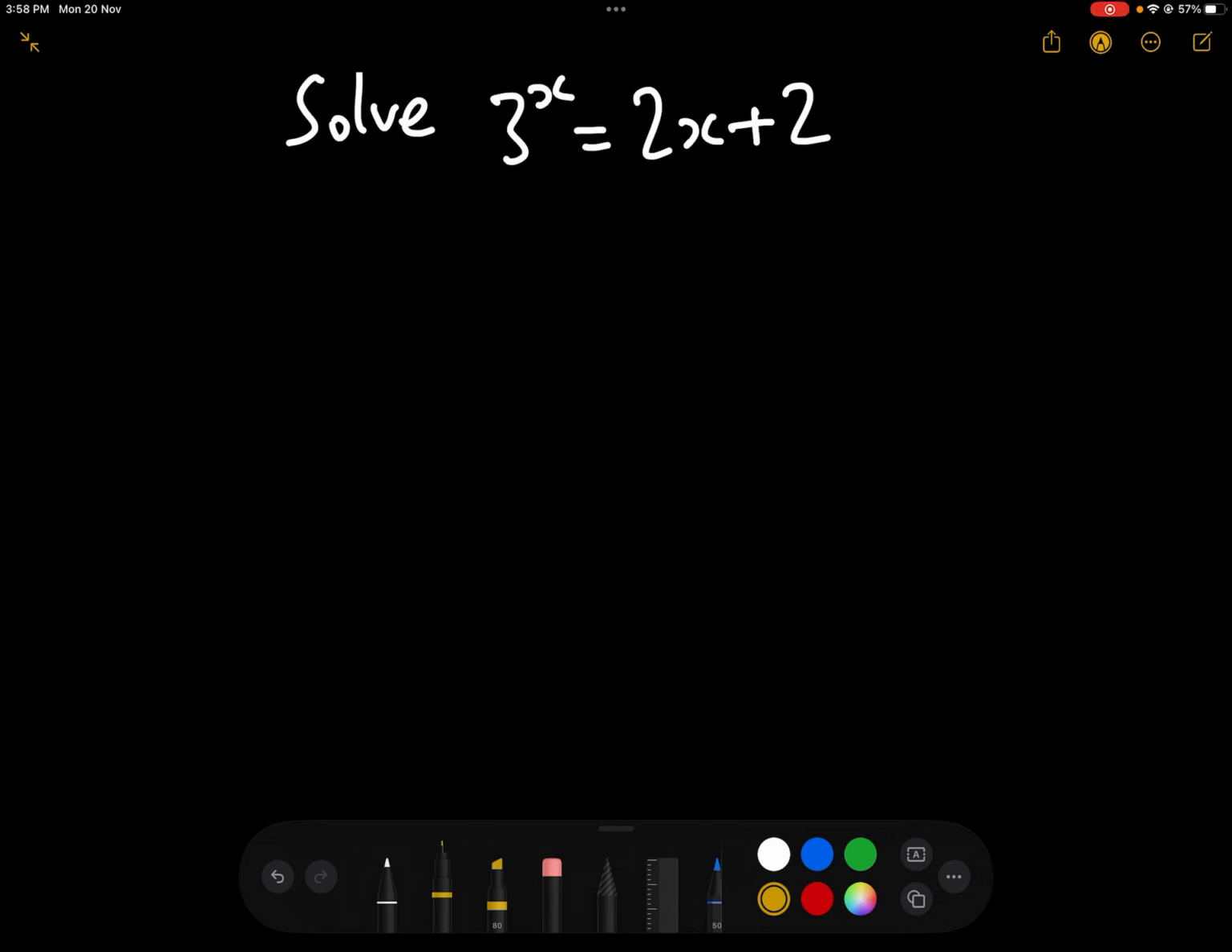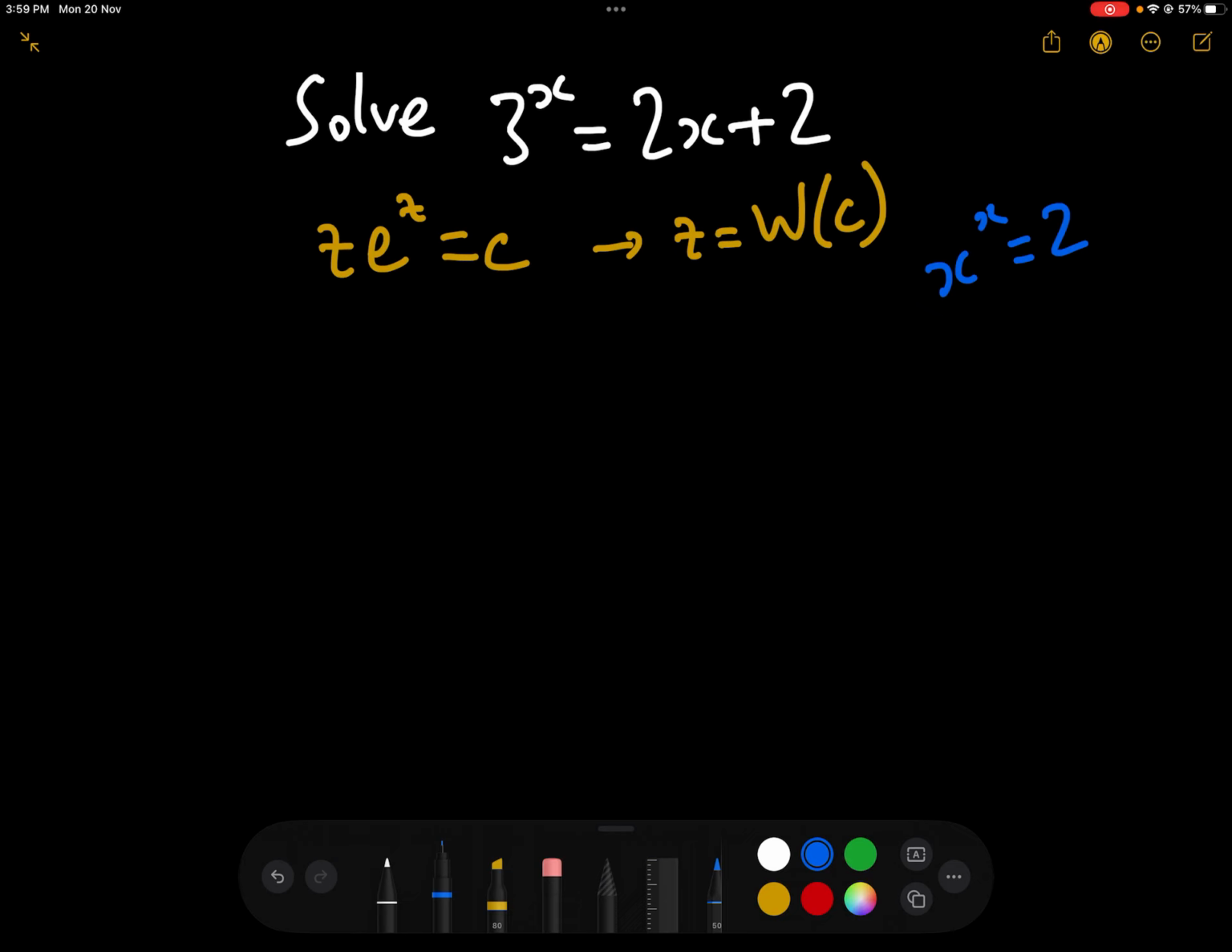Okay, so in the last couple of videos on the Gracity Academy YouTube channel, we've been looking at the Lambert W function, in particular how we can use it to solve equations of the form z e to the z equals c, where the solution is z equals W(c). And in the last video we looked at the equation x to the power of x equals 2, and the way we solved that was by putting it into the form z e to the z equals c and then solving with the Lambert W function.